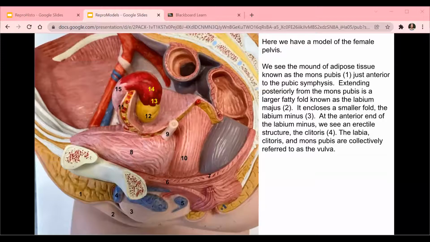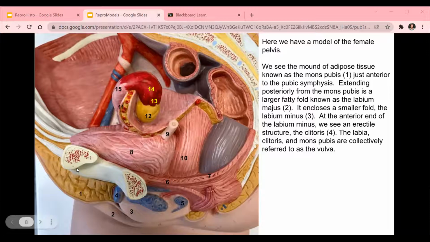Today, I want to talk about the female reproductive system, both in anatomy and histology. Here you can see the parasagittal section of the female pelvis. In this section, you can see some internal and some external parts of the female reproductive system. I start with the external part.